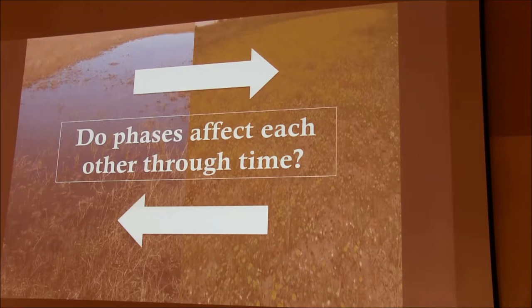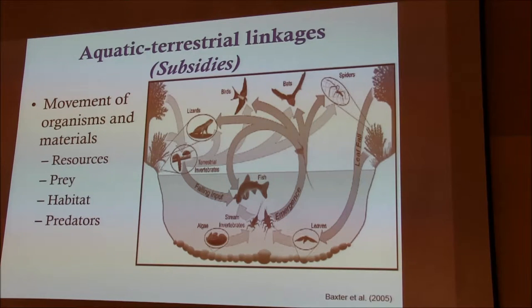And so the question is, how can we approach this question of looking at how aquatic and terrestrial habitats influence each other? One obvious direction to go is the spatial subsidy literature, where we have these aquatic and terrestrial linkages in space, where subsidies are the movement of organisms and materials across ecosystem boundaries, most commonly across that aquatic-terrestrial boundary. You can have resources moving between the two ecosystems, prey, habitat structure, as well as predators. That can greatly influence both of those habitats.